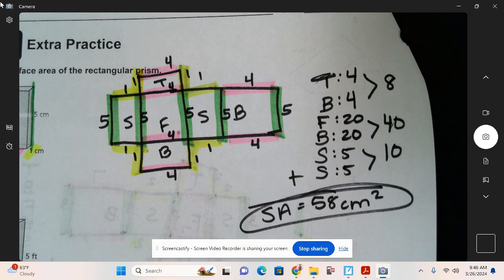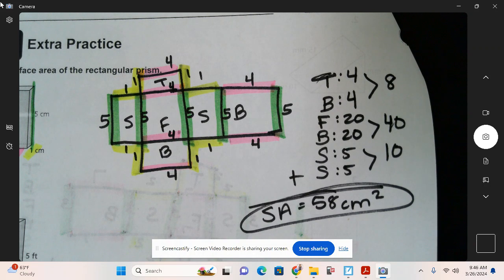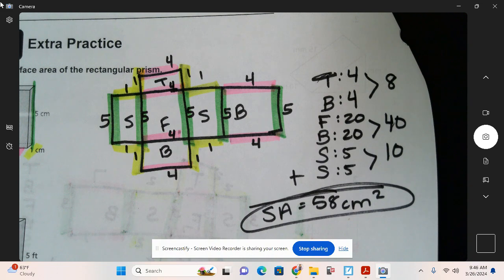How do we feel? Good. It's the same pattern over and over again. As long as you follow the same pattern over and over again, you can do it. Okay? I tried to make it as much of a pattern for you as I could. Alright. So those are rectangular prisms.